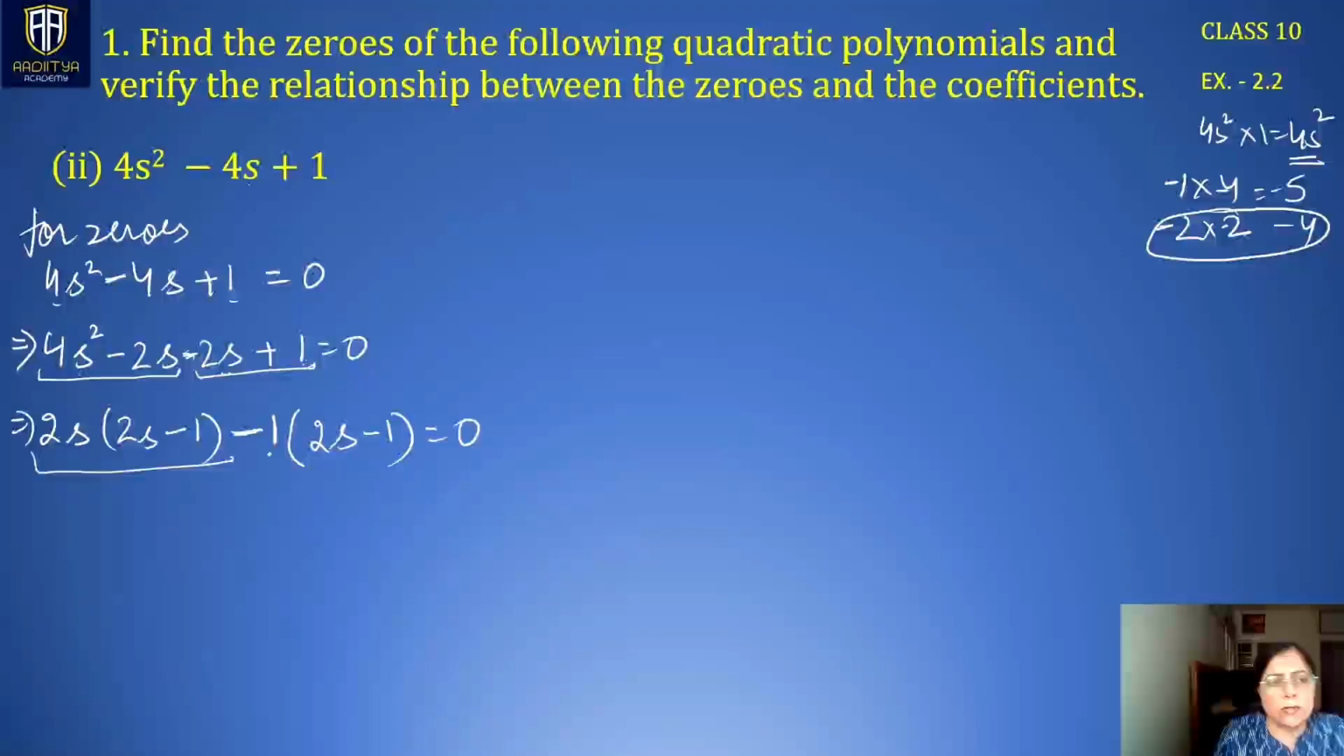You can see that we always get these brackets same in both the terms. So now these two brackets are same, so I'm taking them common. After that, we are left with 2s minus 1 again.